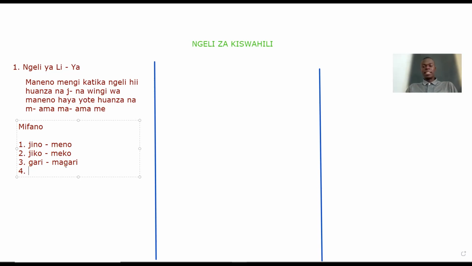Kama a good example is the neno maziwa, kwa udogo ni maziwa, kwa wingi ni maziwa. So yuko kwa ngeli ya ya kwa sababu ma iko kwa ya. So that's an example that I can give a student.